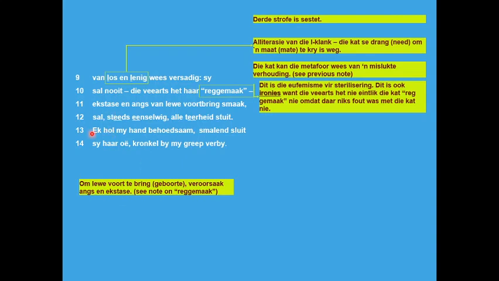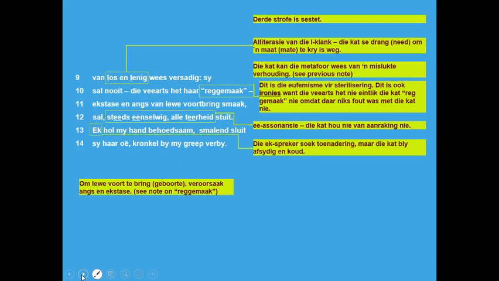If we look at the rest of this part, basically, ekstase in lewe, lines 11 and 12. Basically, om lewe voor te bring, geboorte veroorsaak angs en ekstase. So, because she's been fixed, she will not be able to experience this fear and happiness in bringing forth life. Steeds eenselfig alliterasie, the double E assonansie, die kat wou nie, of hou nie van aanraking nie, the cat does not like to be touched.